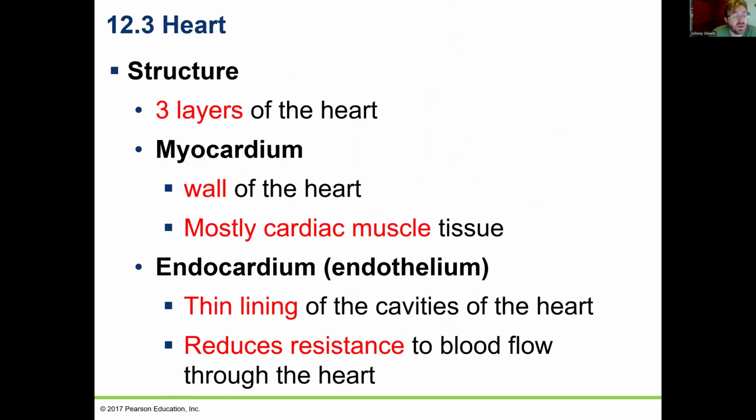Now, structures. There are 3 layers of the heart. There's the myocardium, which is the wall of the heart that's mostly formed out of cardiac muscular tissue. It's very similar to skeletal muscular tissue in that it's heavily striated, but it's similar to smooth muscle in that it's going to be completely autonomous. Then you have the endocardium, also known as endothelium, which is the thin lining of the cavity of the heart. This is going to reduce resistance to blood flow throughout the heart. It's a very smooth surface, and it's more smooth than would be possible with the musculature.